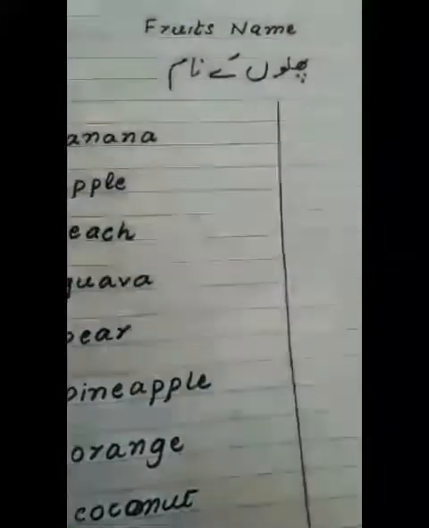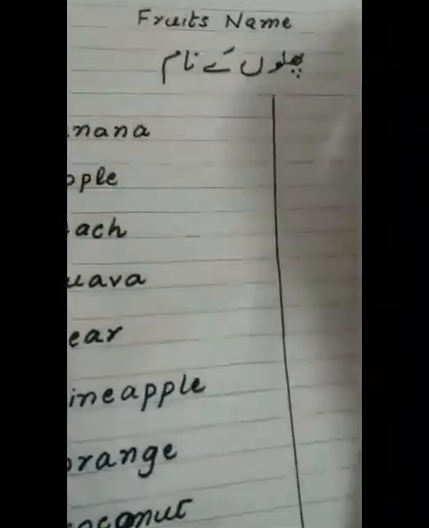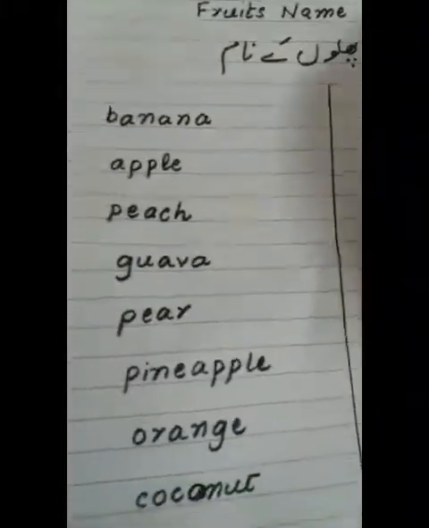Bismillah ar-Rahman rahim. Our today's topic is fruits name, phalon ke naam. Okay, in Urdu we call banana kela. We're going to write on this line. Kaf ye lam alif la, kela.